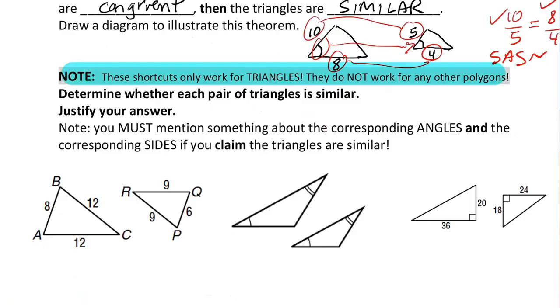Determine whether each pair of triangles is similar. Justify your answer. Note you must mention something about corresponding angles and the corresponding sides if you claim the triangles are similar.